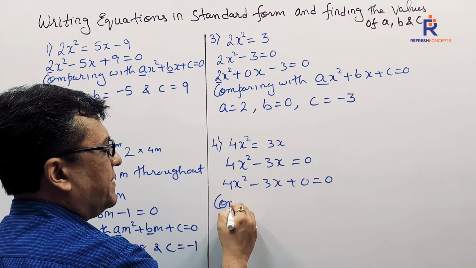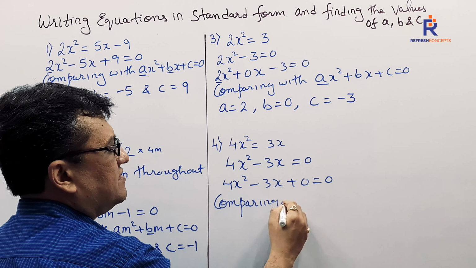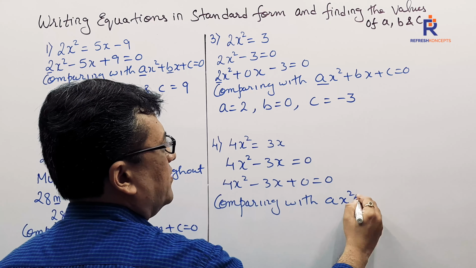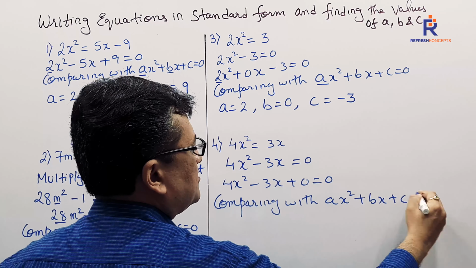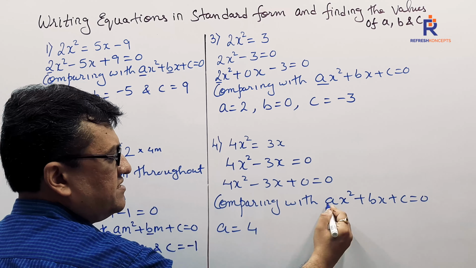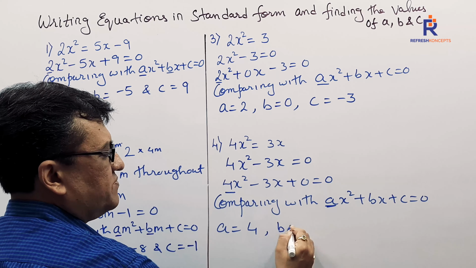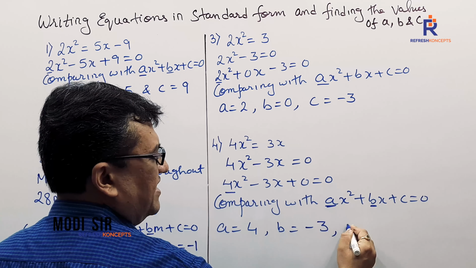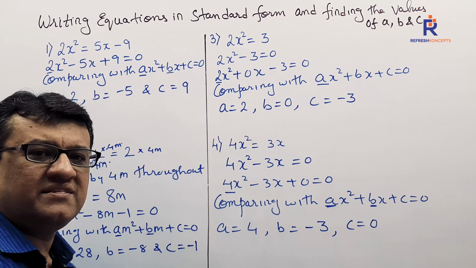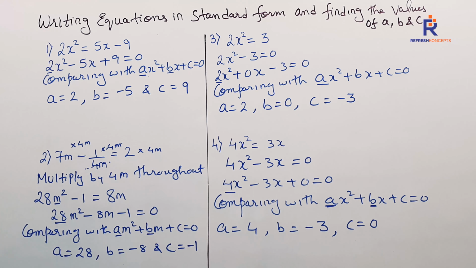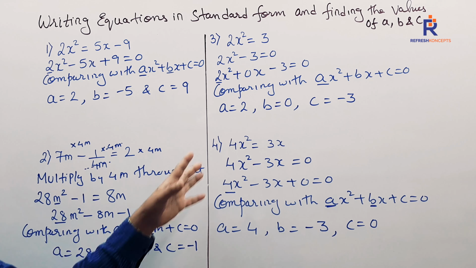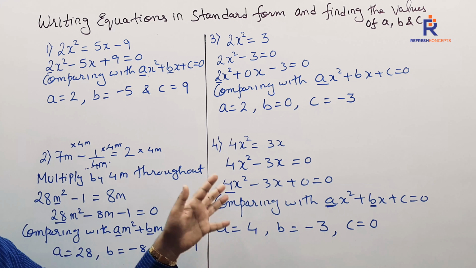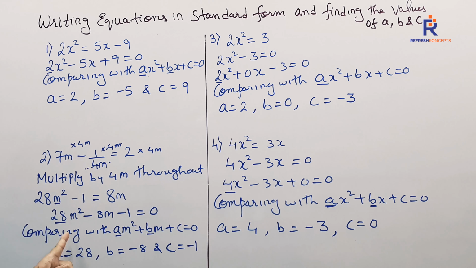Now you can say comparing with ax square plus bx plus c equals to 0. What is my A? A is 4. What is my B? My B is plus of minus, mind you, minus 3, and there is nothing left. C is 0. Very, very simple, children. Only care needs to be taken at two places. One, when you have B missing or C missing. Another, whatever is the variable, our general formula should be in that variable and not in x. I hope it's very easy.